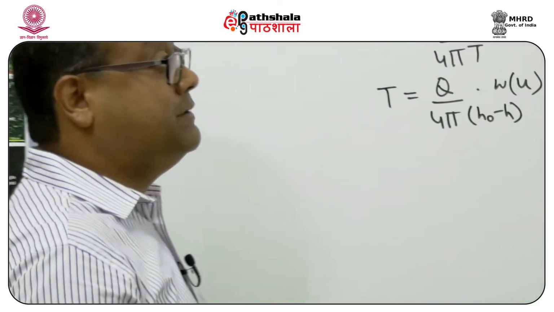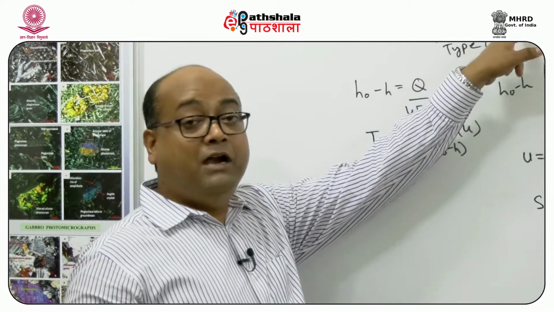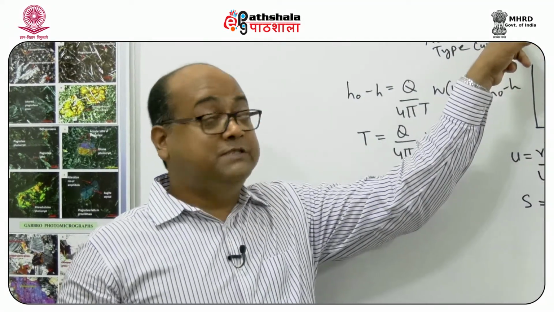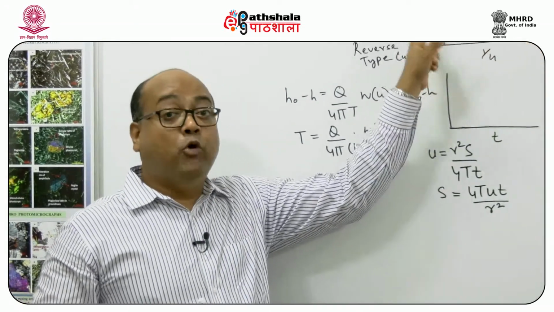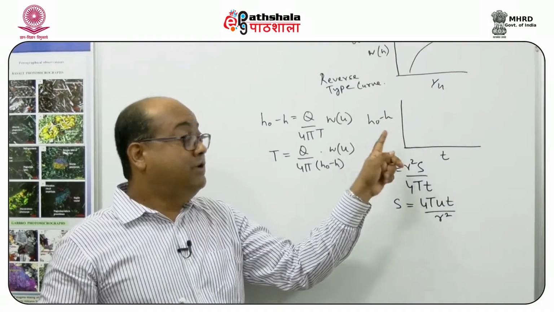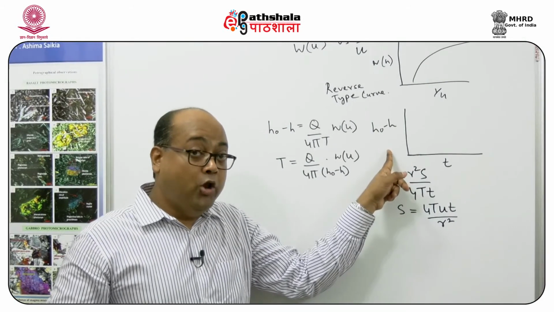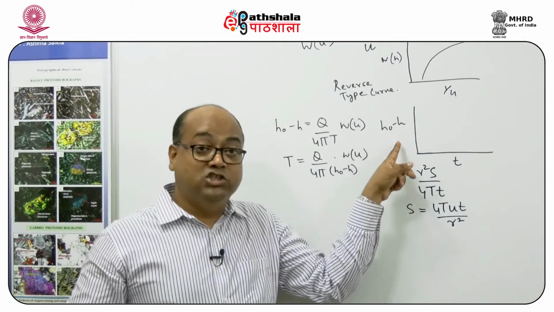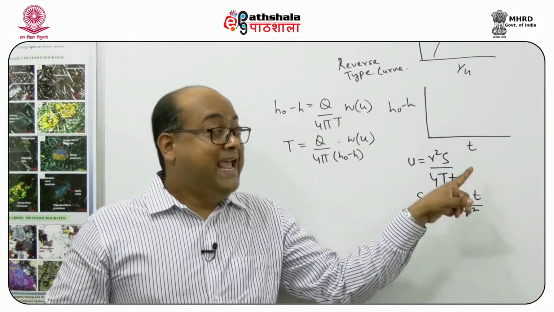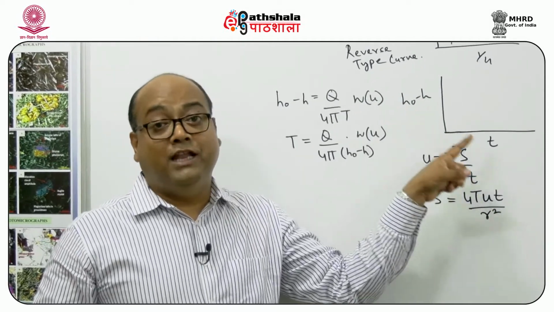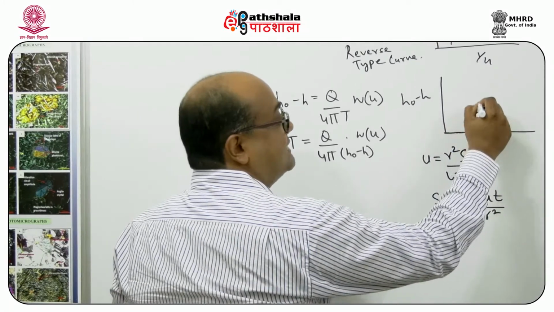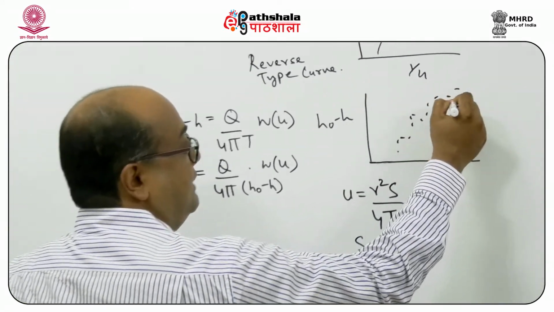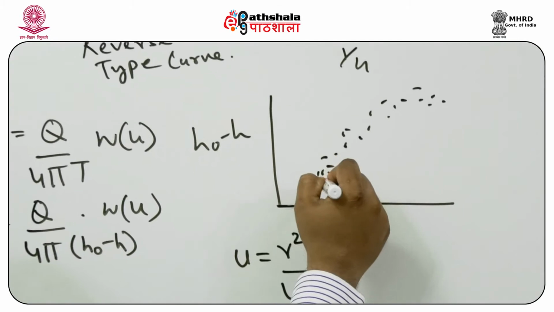So first of all, let's remember that the type curve is a curve which is basically plotting W(u) versus 1 by u. Both are in log scale. Similarly, we make another plot in which we plot the drawdown with time, and again these are also in log scale. Okay, and you get some points like this, which is basically looking like this.